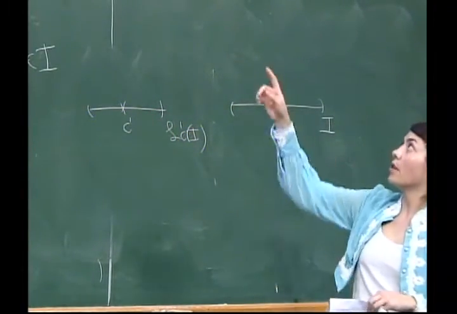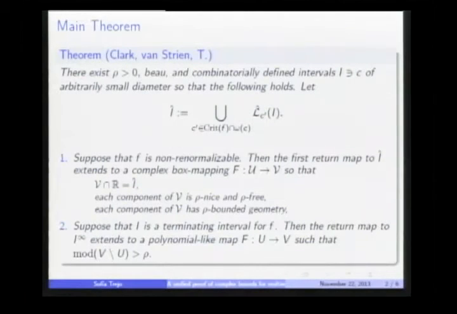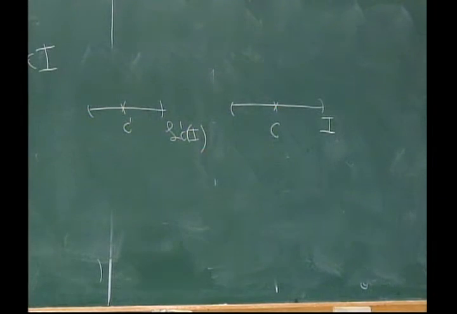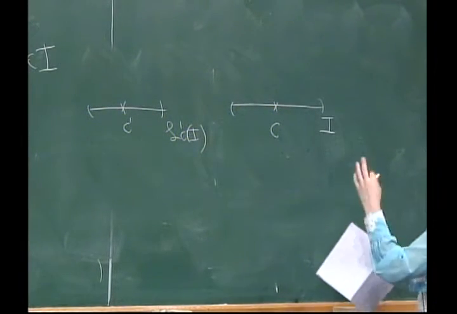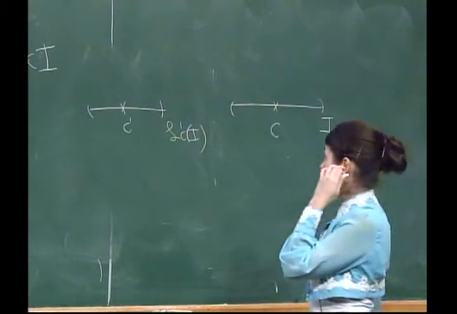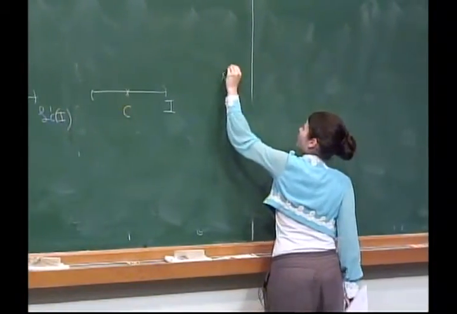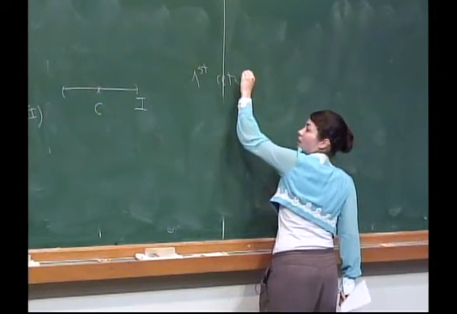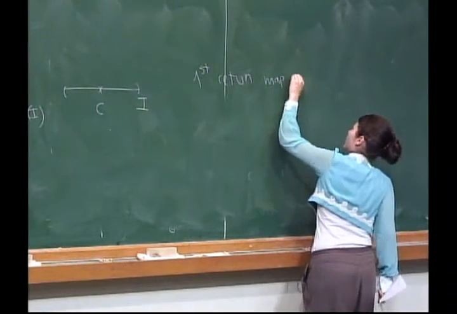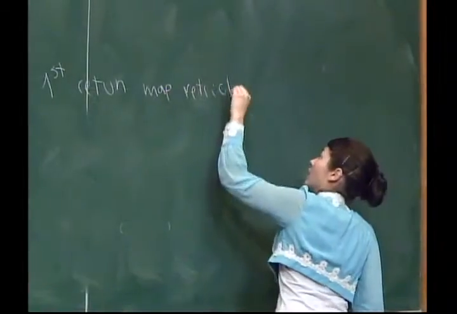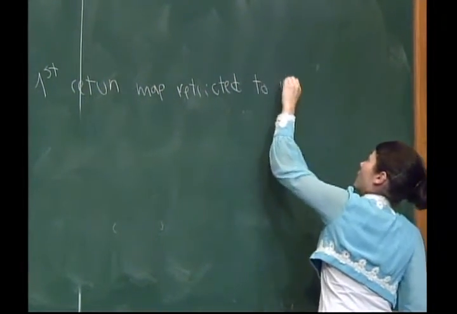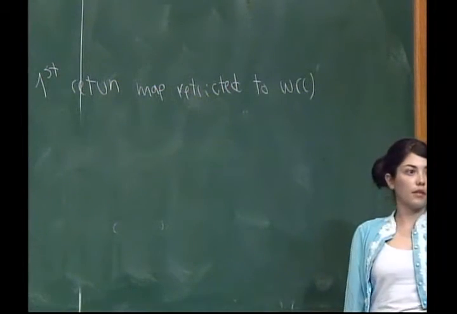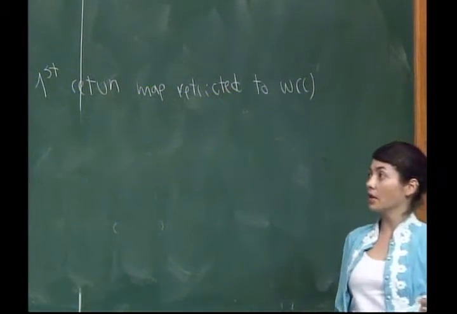And now what we want to do is to extend the first return map to this set to something that is complex in something similar to that. So the idea is the following. So the first return map, what is it? We're only going to consider the first return map restricted to omega of C. So the only points that we're going to care about are the points that are in the same omega limit set as our critical point.